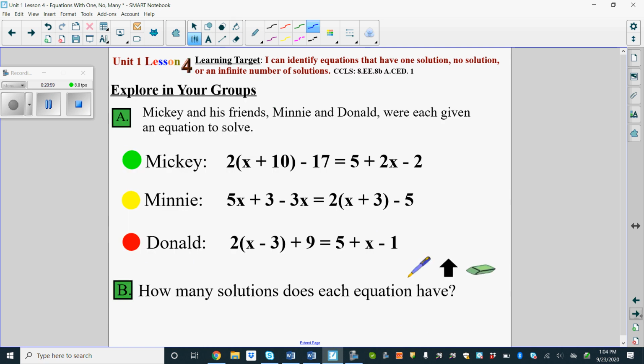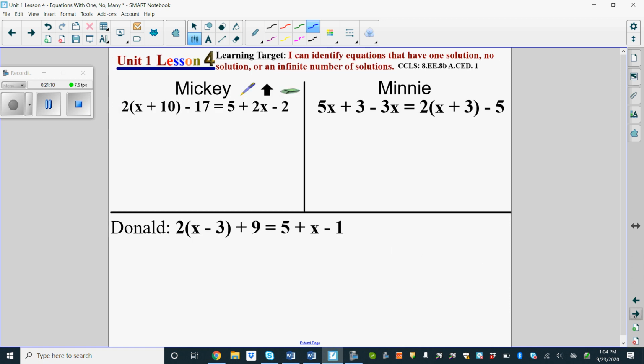Okay, so here we have Mickey, Minnie, and Donald. So they're each given an equation, and you need to solve for what the solution is to each of those. So on the next slide, we left us some room to do this work. So we're going to complete this slide here. So let's start with Mickey.